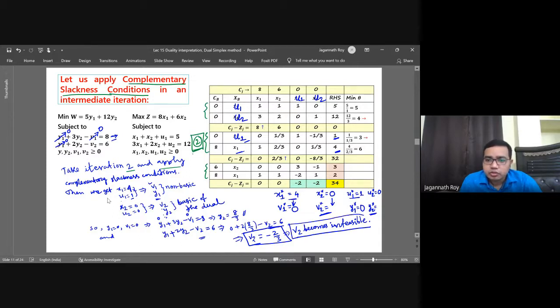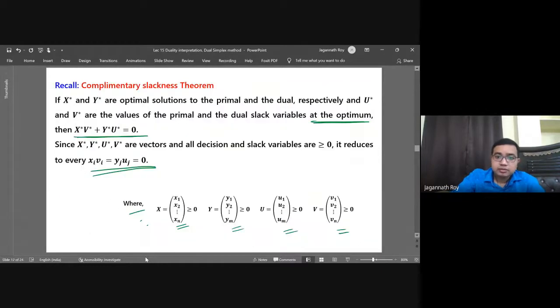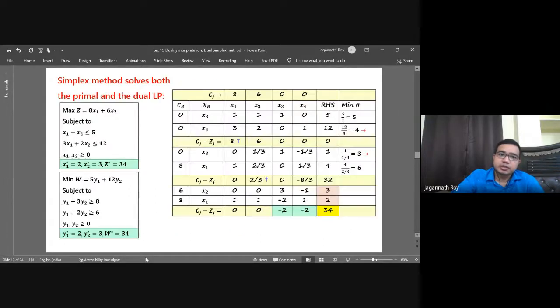Complementary slackness conditions can be applied to any of the iterations, but remember, the dual will be feasible only when the table is optimal. So this is the important observation from the complementary slackness property.